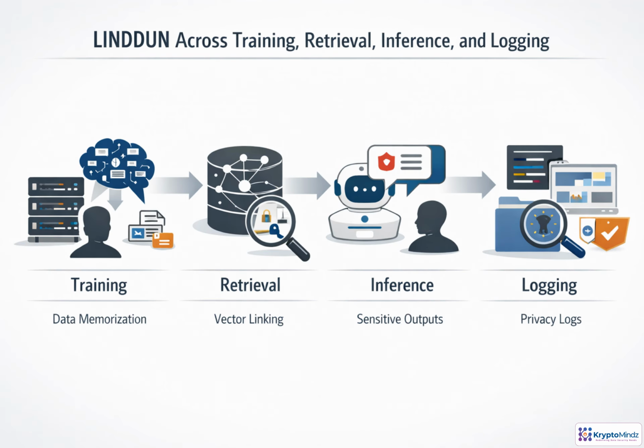Privacy risk changes across the AI lifecycle, so apply LINDDUN wherever the system touches data. During training, the concern is memorization, re-identification, and use of personal data beyond its stated purpose. During retrieval, embeddings and source documents can create hidden links between people and sensitive facts. During inference, prompts and responses may leak regulated or confidential information. In logging, telemetry and feedback can quietly become a new privacy repository.